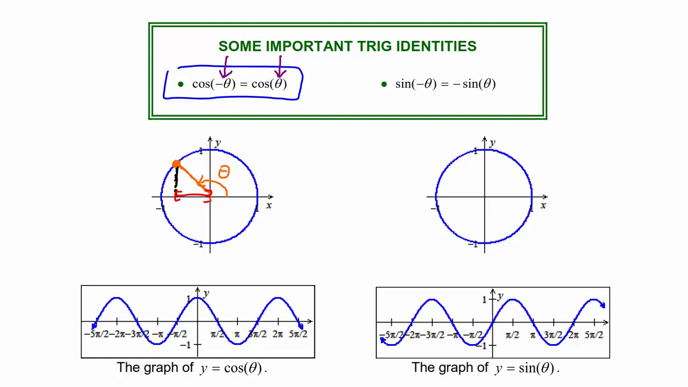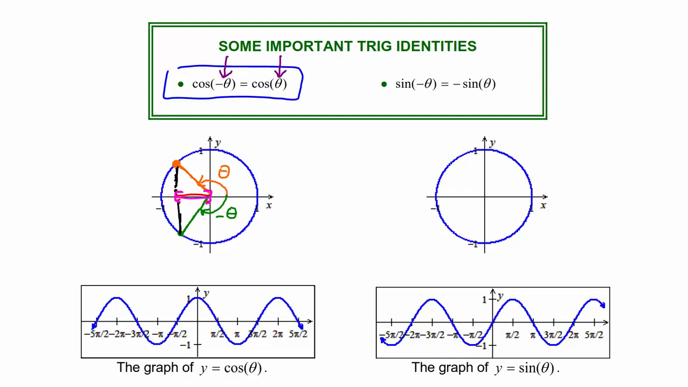And then we can play the same game with negative theta. Negative theta is just as big as theta, but it's rotating in the opposite direction. So that'll take us out to this point, which terminates here. And then we can walk ourselves down to the x-axis to find out where the x-coordinate is. And look at that, they're the exact same length. And so we see that the cosine of the opposite of theta and the cosine of theta are the same.